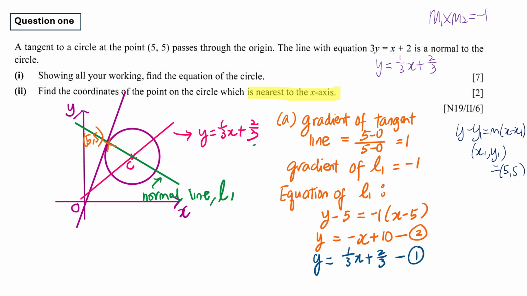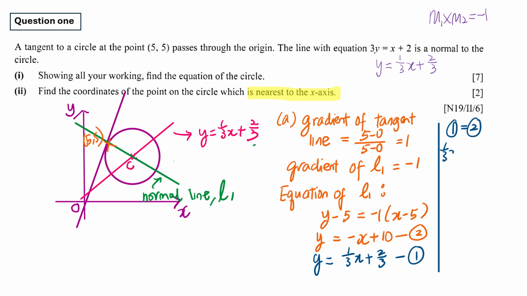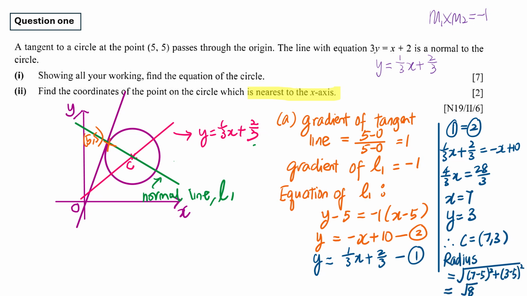So from there, we're going to solve these two equations simultaneously to find the x coordinate. After finding the value of x, we can substitute into either equation 1 or 2 to find the y coordinate. So therefore, the center of the circle is (7, 3). And we can find the radius using the center and also the point (5, 5), using the distance formula. So the radius is square root of 8.